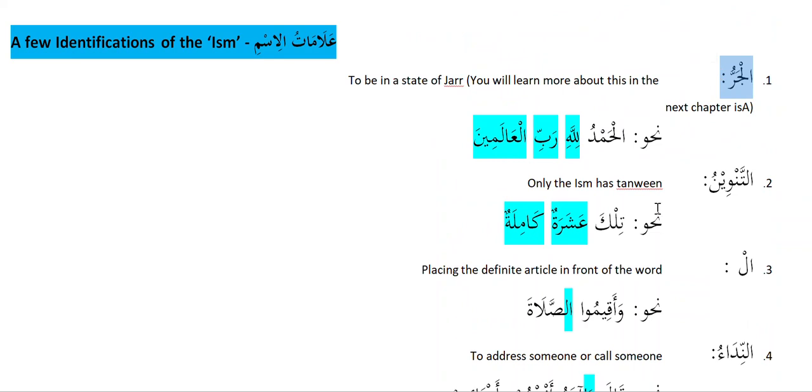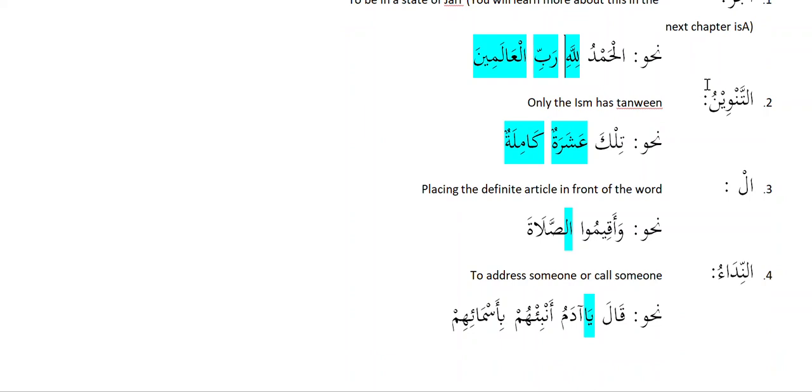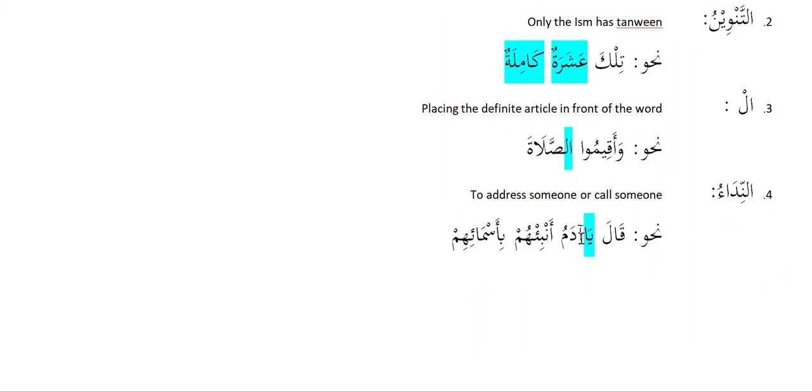state of jar, that means it's ism, because only the ism can be majur. If it has tanween at the ending, whether fatha, kasra, or dhamma. If it has alif and lam, like al, and if you call. So the word Adam is ism. Why? Because we said ya in front of it. We called Adam. Ya Adam.